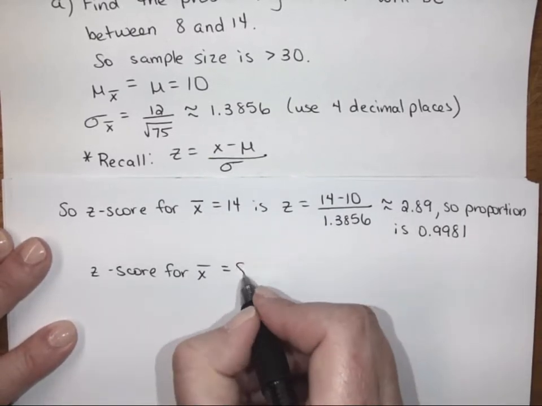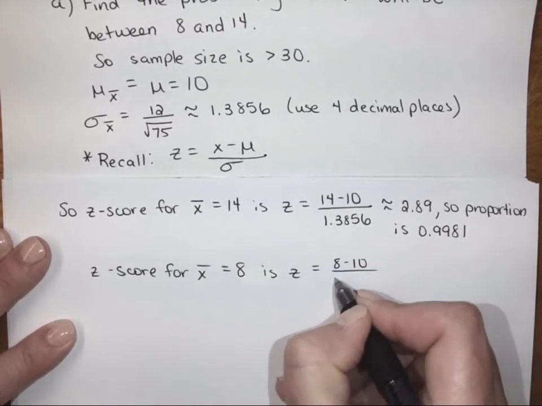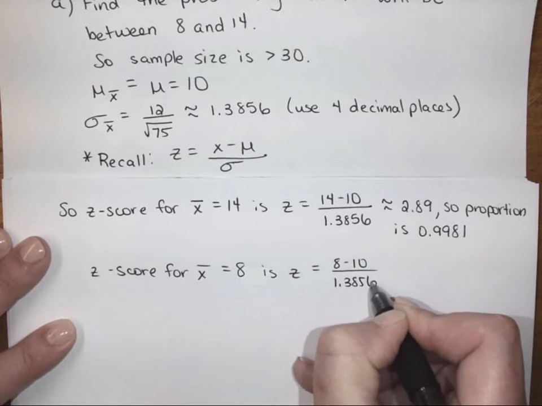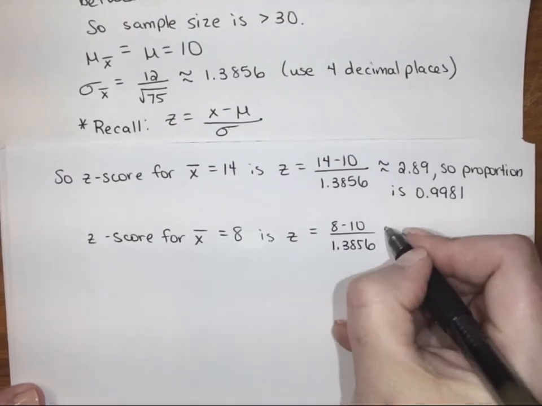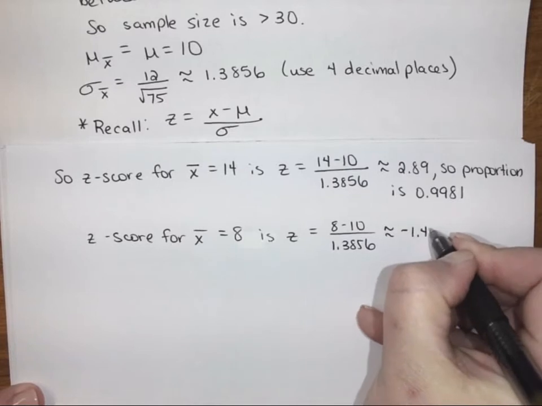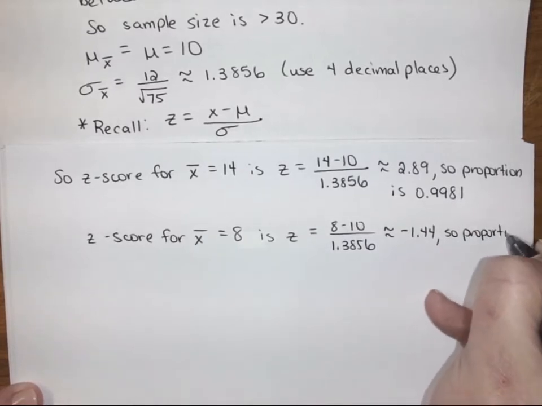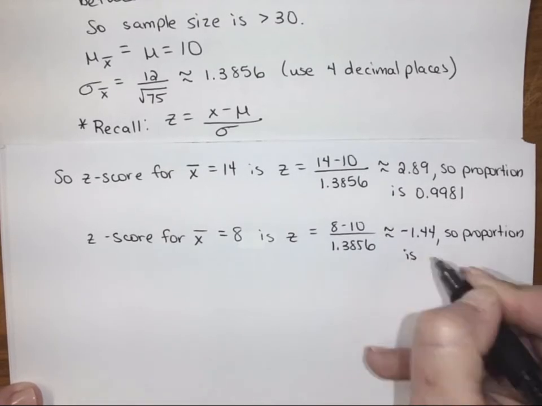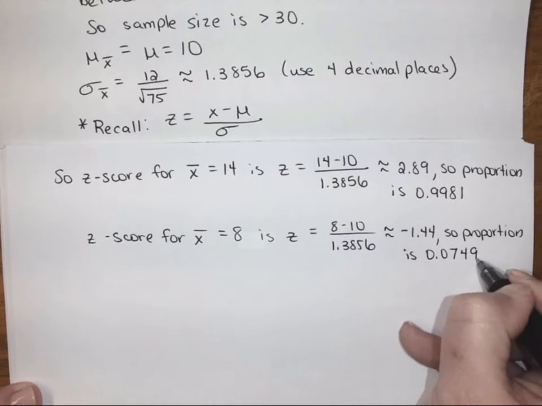So the z-score for 8 is going to be z equals 8 minus 10, and then again over that 1.3856. Okay, so if you do that calculation, you're going to get about negative 1.44. And again, look at your chart, your table. The proportion that matches up with negative 1.44 is 0.0749.